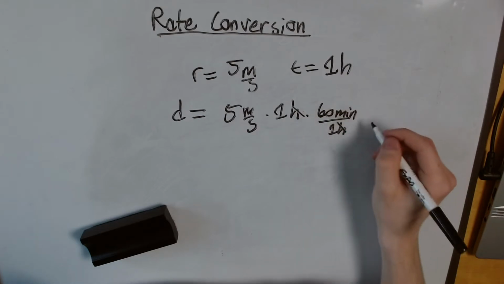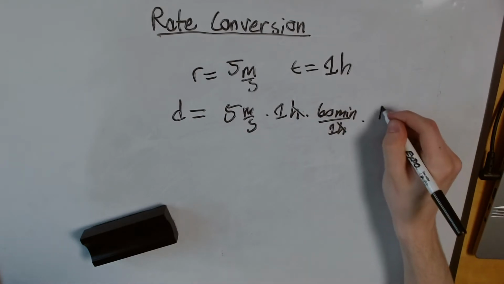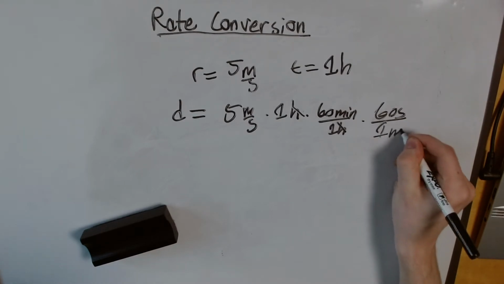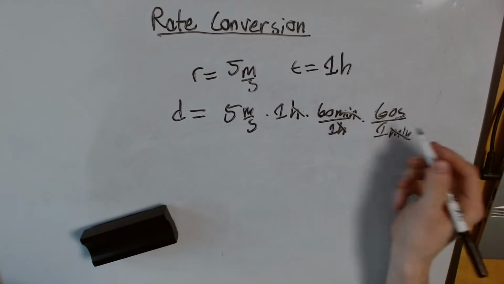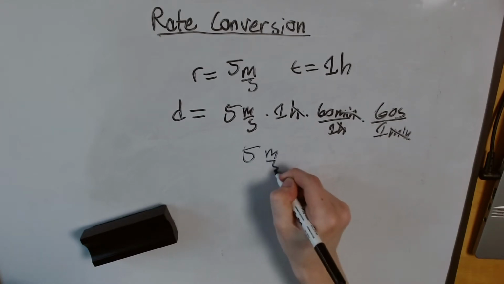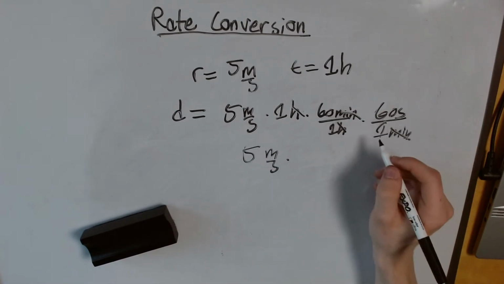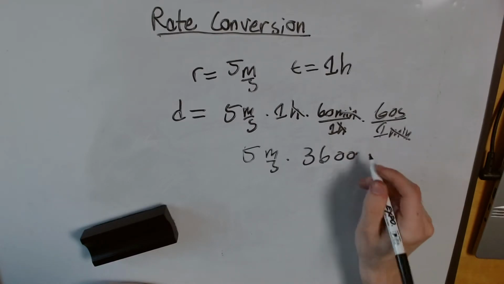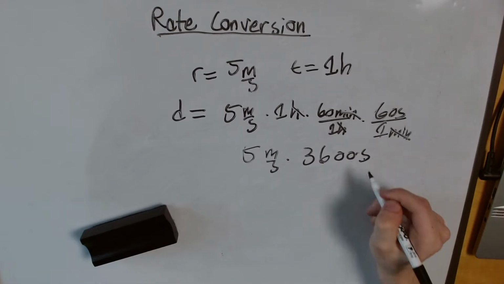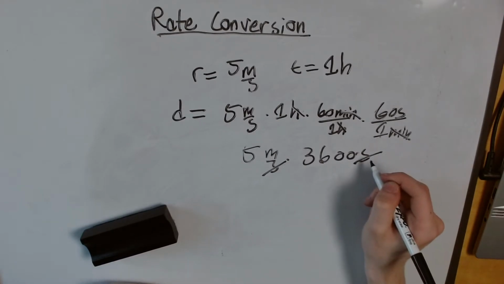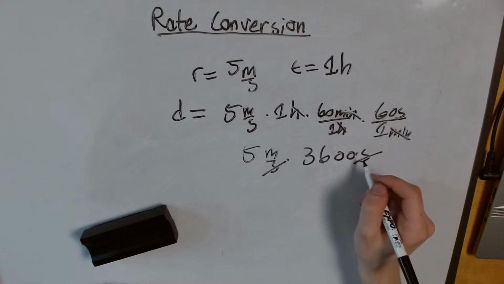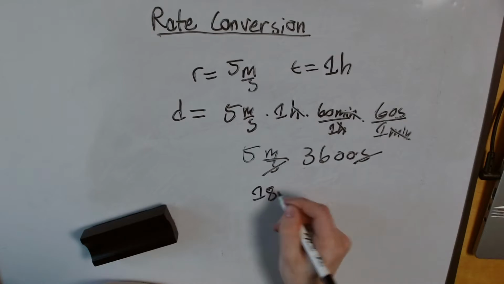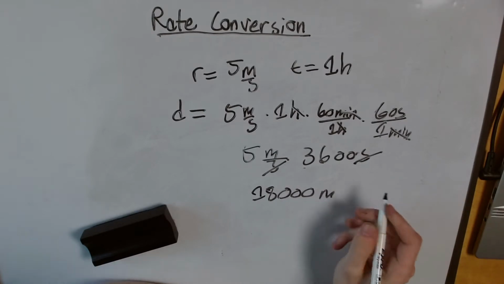That cancels out the hour. And then times 60 seconds in 1 minute. That cancels out the minutes. And so now I'm left with 5 meters a second times 60 times 60, or 3,600 seconds. Now I've got seconds in the numerator, seconds in the denominator. I can cancel that out. I'm left with 5 times 3,600 meters, or 18,000 meters as my final distance.